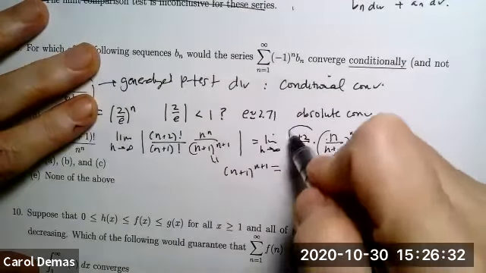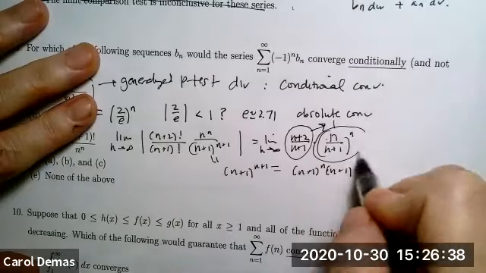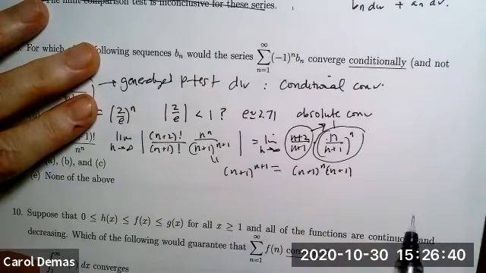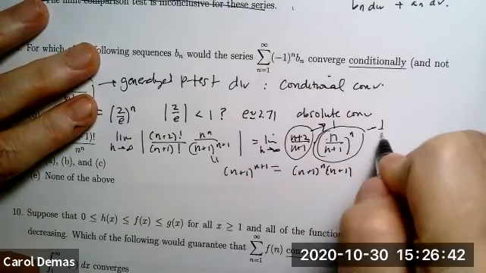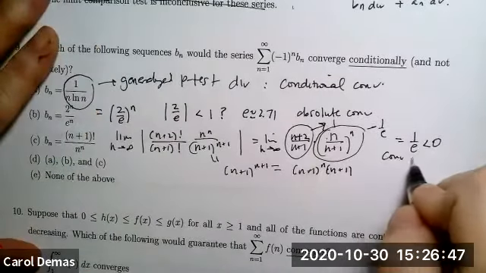Okay, now where is this ratio going as we go to infinity? 1. That's going to 1. Anybody recognize this character? Yeah, it's 1 over e. So 1 over e is less than 1. This one will converge absolutely.